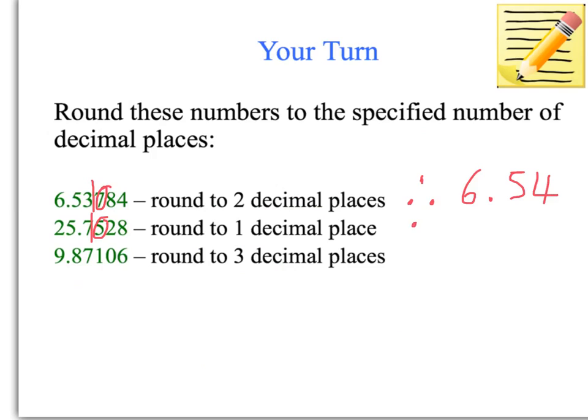5 is our critical digit. Therefore, we need to round up again. So it's 25 point, and now we round up to the next number, which is 8. And this one, 3 decimal places. Now this is a 0, so that means we leave it at the original number. We just get rid of the other numbers at the end. So it's 9.871. So you should have got those as your answers.